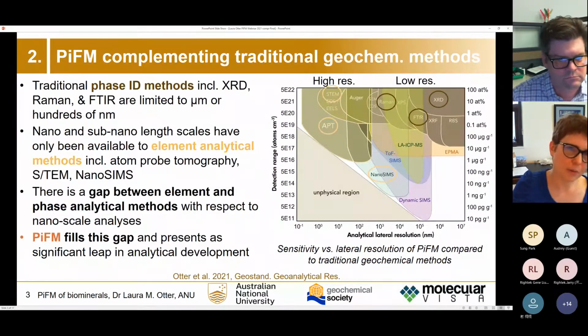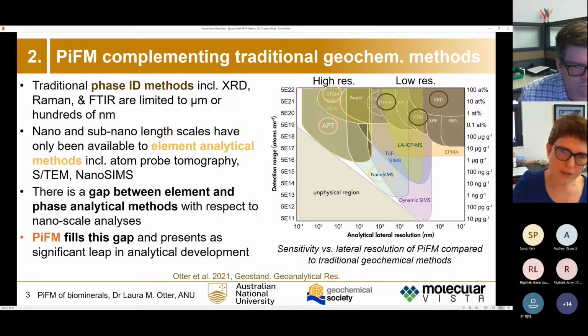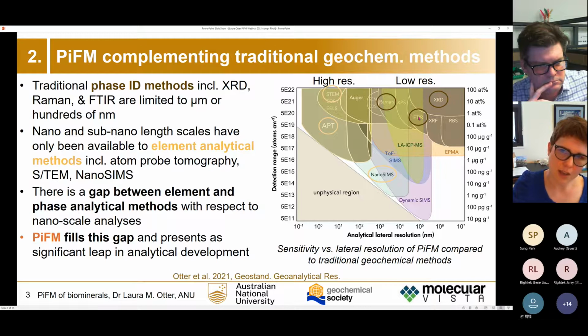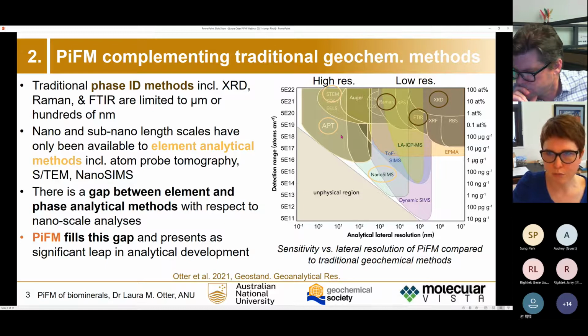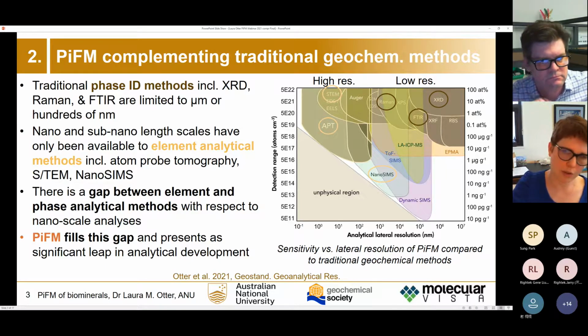So, but now talking about PFM and how it complements traditional geochemical methods. We have a bit of phase ID perhaps that we use in the geosciences, and these are here circled with these dark circles. These are XRD, FTIR, and Raman, but they're all kind of in this area of low resolution. And there is currently no real high resolution phase ID technique available to cover this sort of part of the plot. And this has been just a gap between the phase ID on one hand on the low-res plot and the high-res area where we just have element analytical methods, circled here, for example, the atom probe tomography, TEM, nanoSIMS, and so on. So there's this gap.